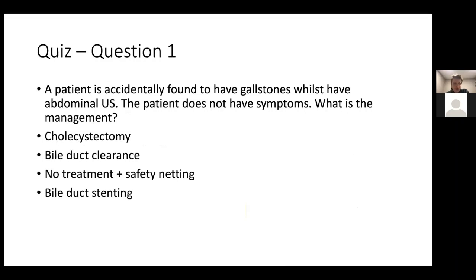Okay, so I've got a number of questions to just make sure you've learned something, hopefully, from the talk. So a patient is accidentally found to have gallstones on abdo ultrasound, but they don't have any symptoms. What is the correct management for them? So do they have the gallbladder removed, bile duct clearance, no treatment with safety netting, or do we stent their bile duct?